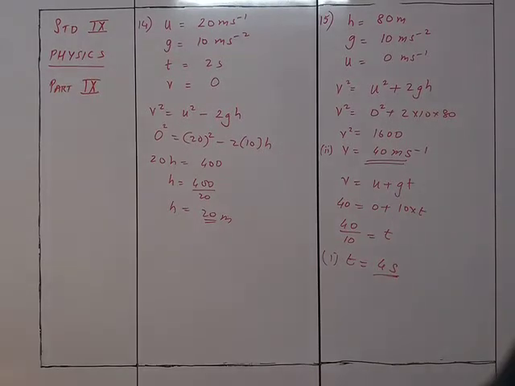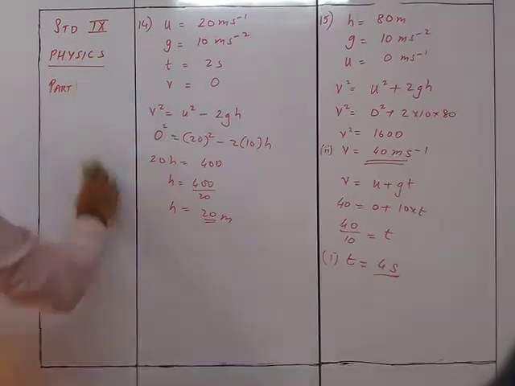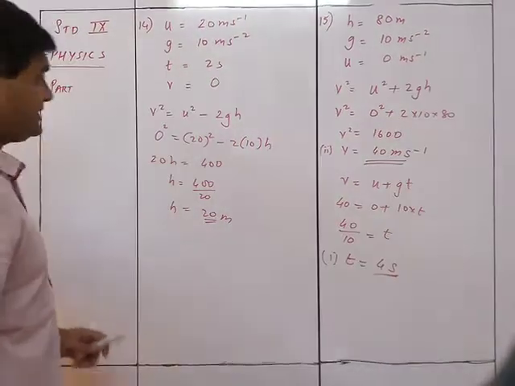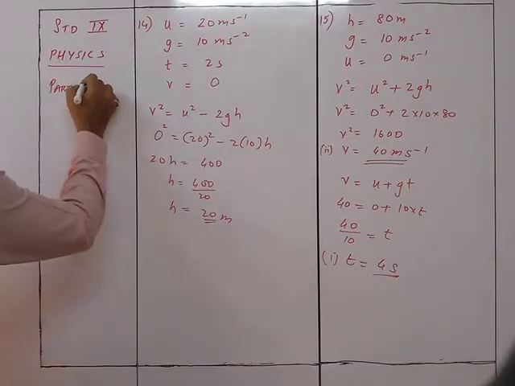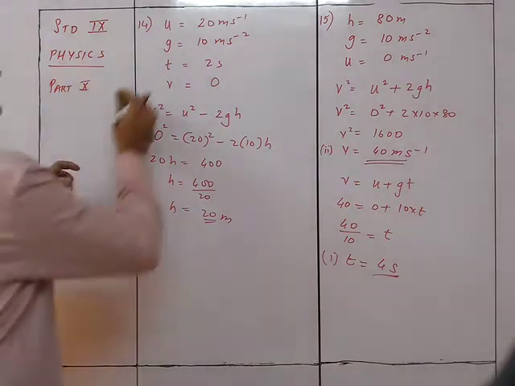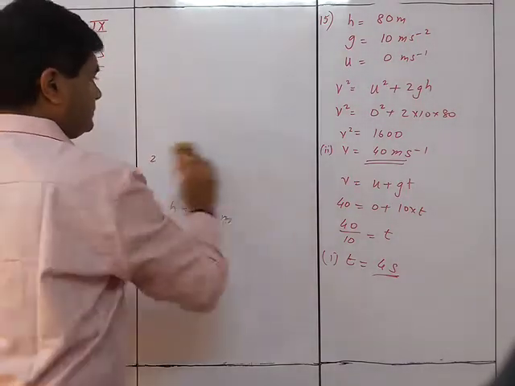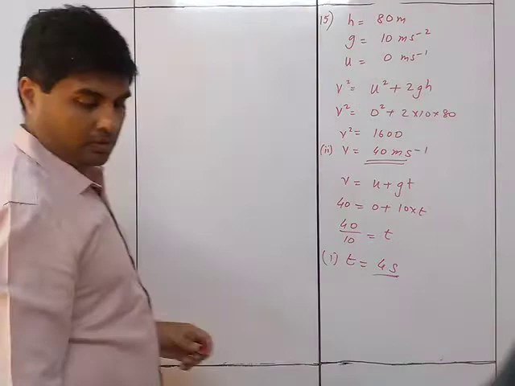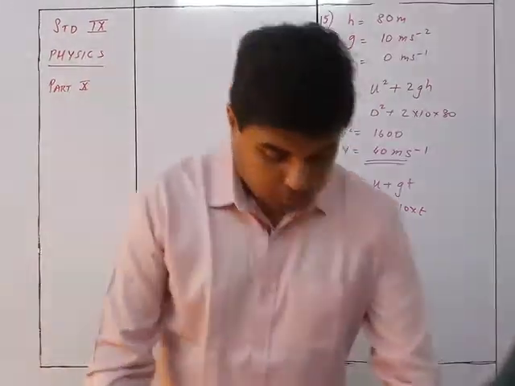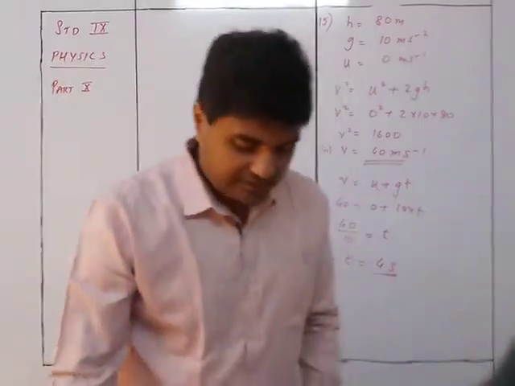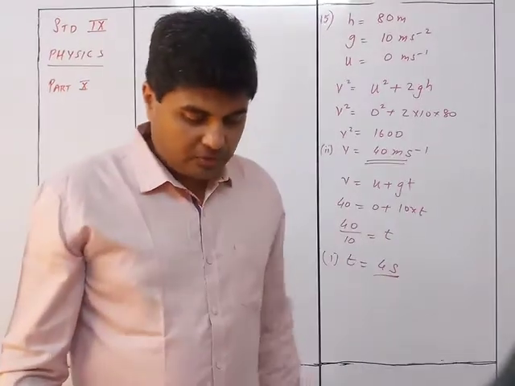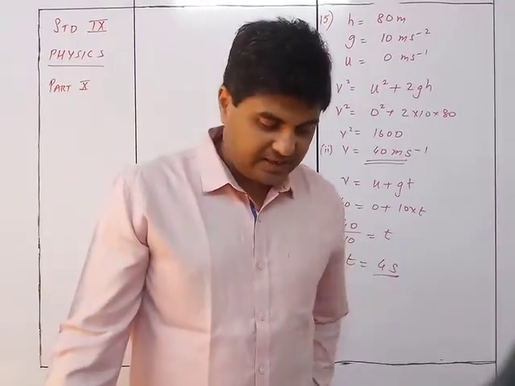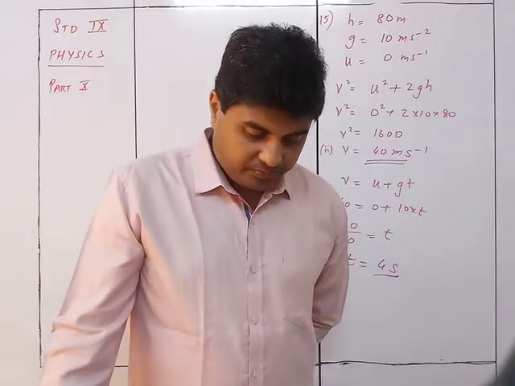So we now continue with the numericals. That is, now we are taking from sum number 16. Sum number 16 of gravitational law, exercise 3E, physics.